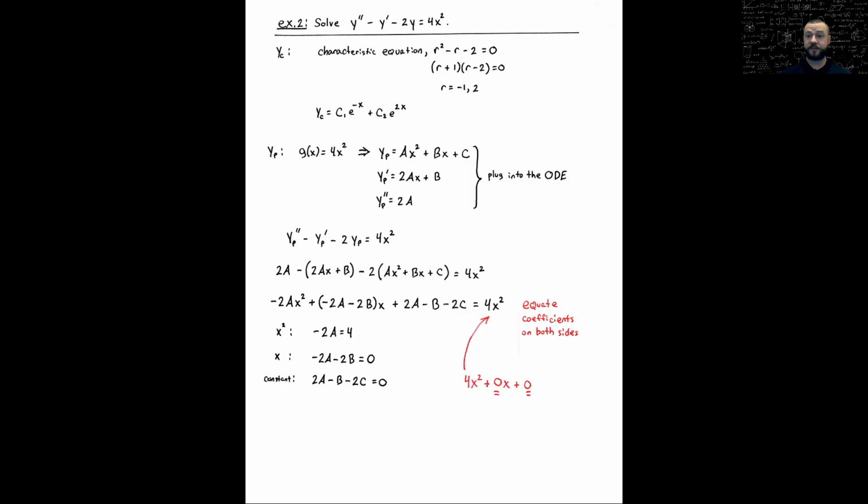Now we can compare coefficients of x squared on each side. We can compare coefficients of x on each side. And then we can compare the constants or constant terms on each side. And doing that, we should get these following 3 equations. Comparing x squared terms, we get negative 2a equals 4. Comparing the x coefficients on each side, we get negative 2a minus 2b equals 0. The 0 is coming from there being no x term on the right-hand side, but we can think of that as being 0 times x. And then our third equation, comparing the constant terms on each side, is 2a minus b minus 2c equals 0.